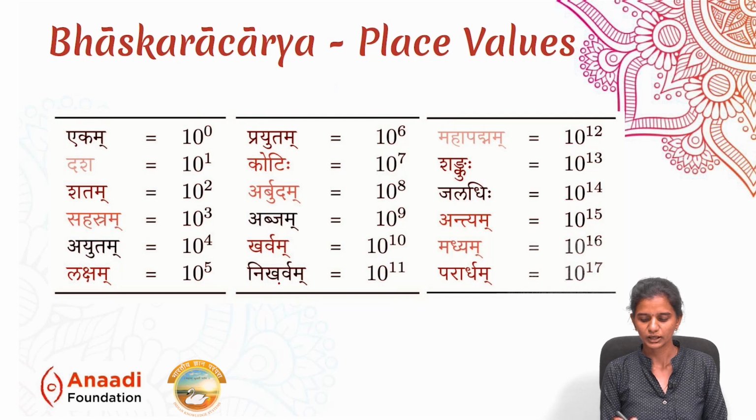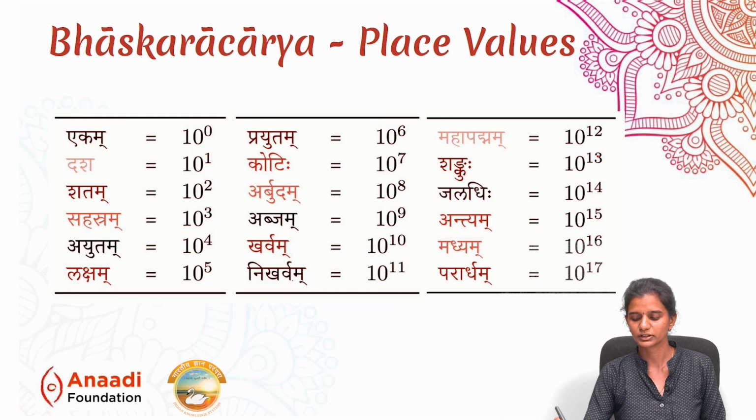Kharvam 10 power 10. Nikharvam 10 power 11. Mahapadmam, that is 10 power 12. Shankuhu 10 power 13. Jaladhihi 10 power 14. Antyam 10 power 15. Madhyam 10 power 16. Parardham means 10 power 17. All this comes to show us that our civilization has developed and for long used the decimal place value system.